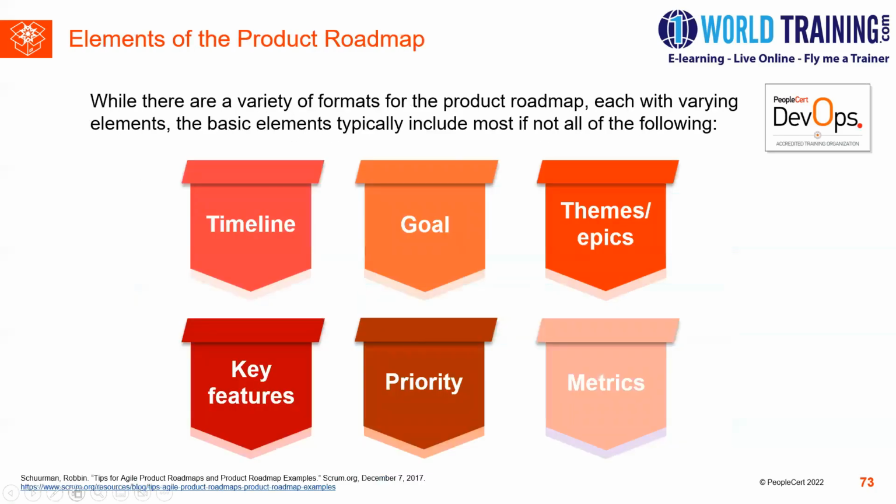This elements of product roadmap slide is an important slide, I can say. So we should at least remember these elements. There can be a direct question asked on that. The elements of a product roadmap are the following, and there is a variety of formats for capturing the product roadmap. Each of these are the basic elements, and they typically should include the following parts.